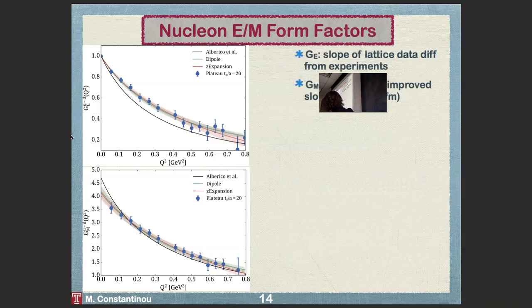And you see immediately that there is some tension in the slope of the lattice data. And this is something we have seen for many years in the past with other heavier pion mass ensembles. But what we find is that the tension between the experimental and lattice data becomes smaller with better control of the systematic uncertainties.